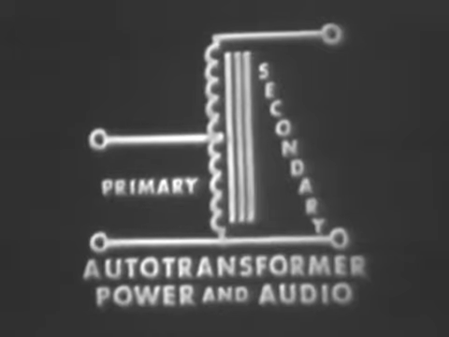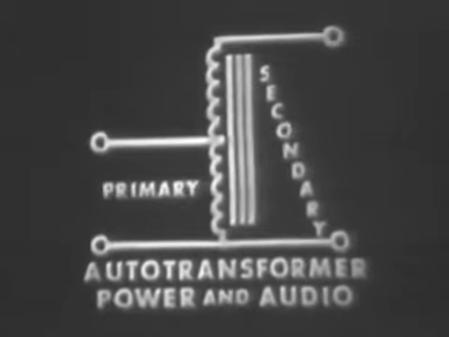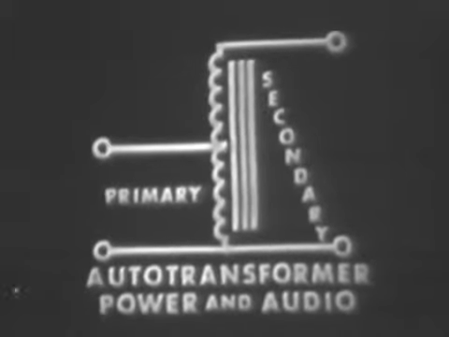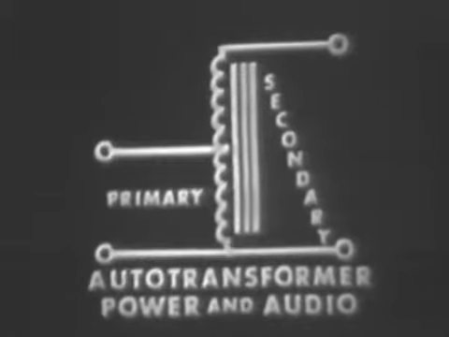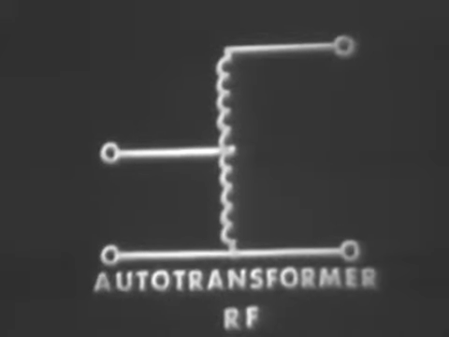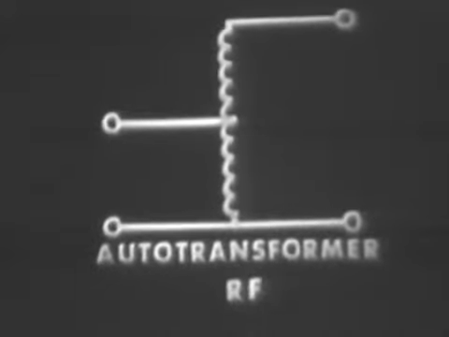However, it's probably most commonly known as a variac. Now, auto transformers are normally used in power circuits. However, they may be used for audio or RF use. The symbol for an auto transformer used in a power or an audio circuit will indicate an iron core. The symbol for an auto transformer used in an RF circuit will be the same, except it will not indicate an iron core.